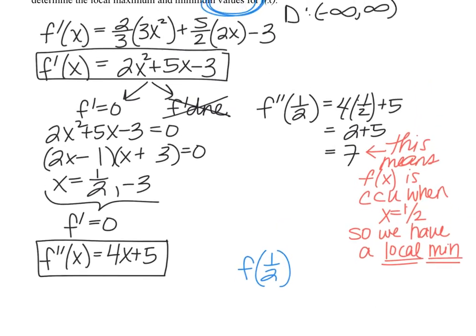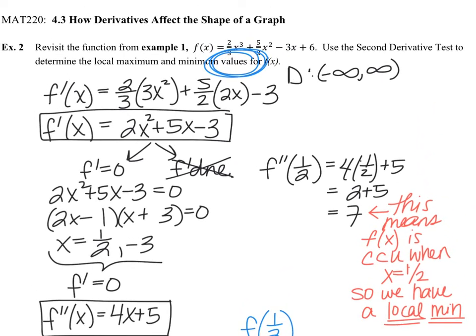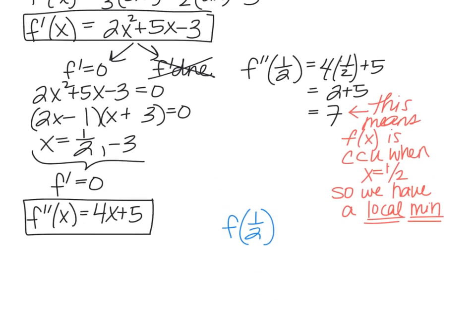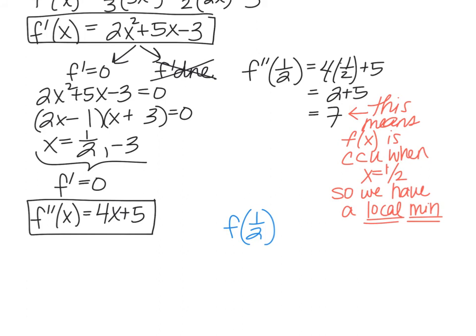So now we're going back to the original. This is where you'd pause the video and grab your calculator because we want to input the original function into our calculators and evaluate f of 1/2, which I've done and you can check me. That is going to be about 5.21. So we can say that the local minimum value is 5.21.